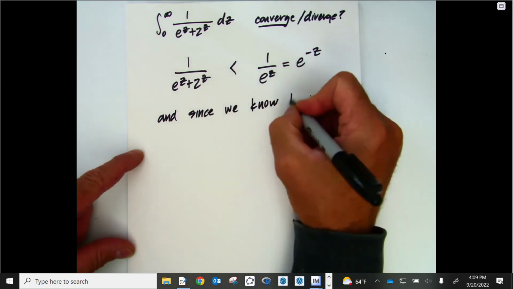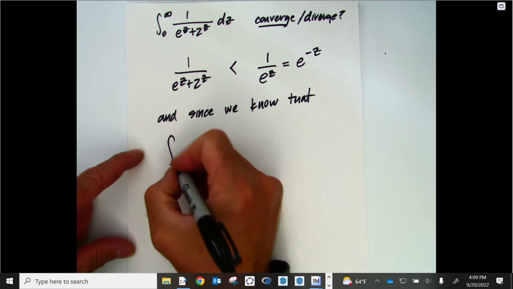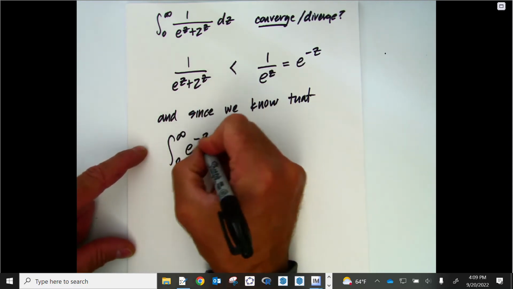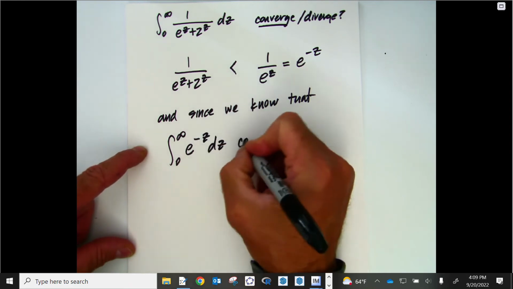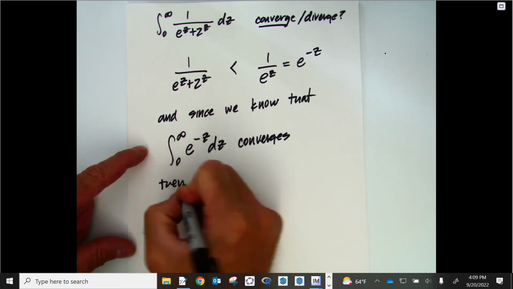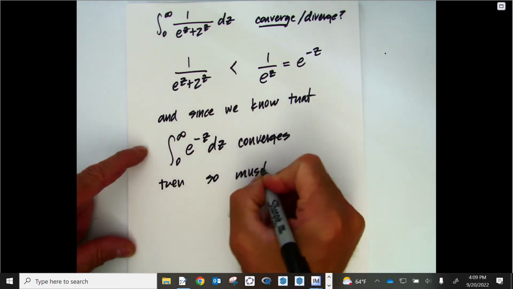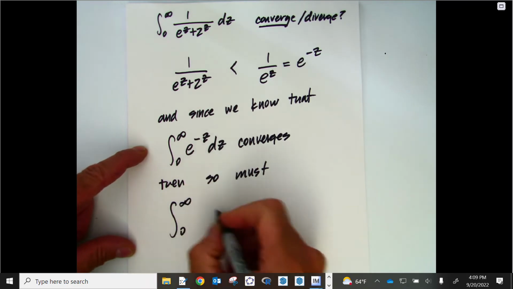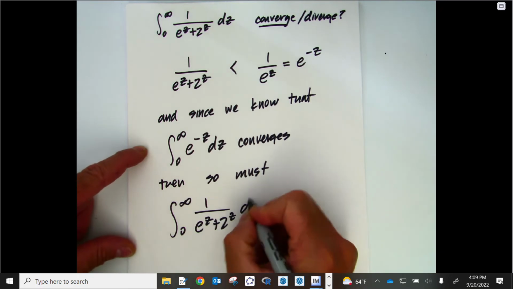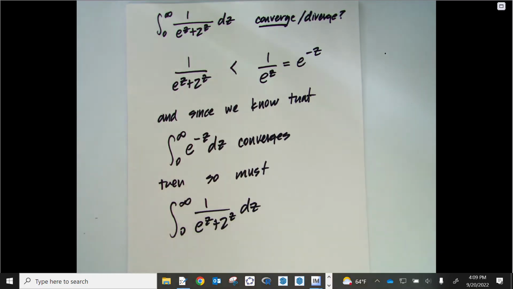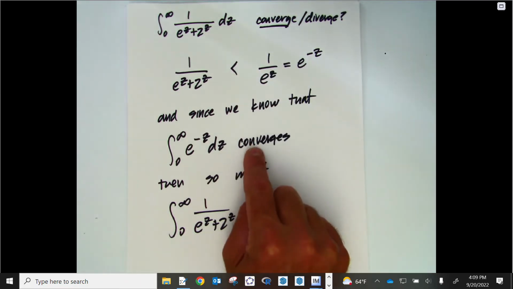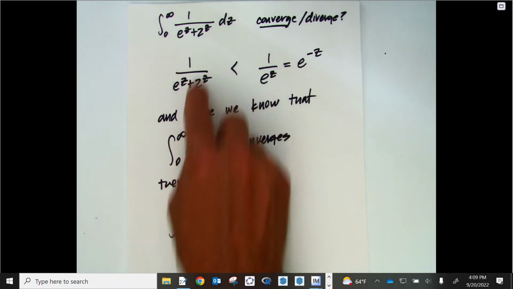And since we know that the integral from 0 to infinity of e to the negative z dz converges, then so must the integral from 0 to infinity of 1 over e to the z plus 2 to the z dz. And again, this is the idea: if you can find one that's above it that converges, then the one that's below must also converge.